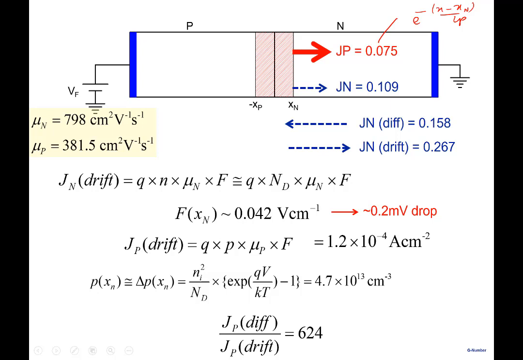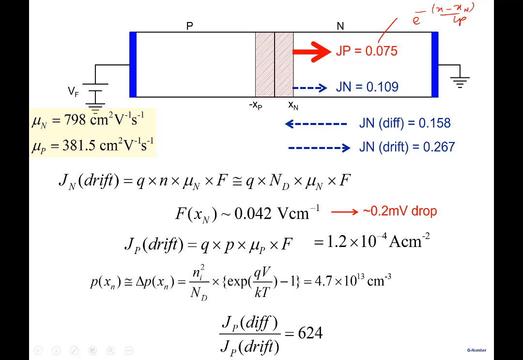How does Jn diffusion go? Note that Jn diffusion and Jp diffusion are related together. So you can calculate Jp diffusion and you can then calculate Jn drift. And from there you can calculate F. You can calculate F everywhere. And if you integrate F, you will get the total voltage drop from here to here.